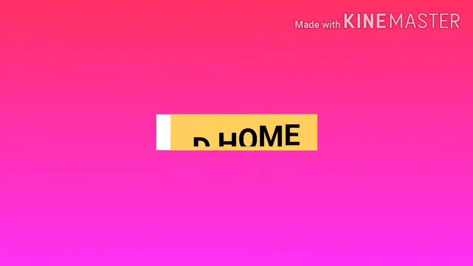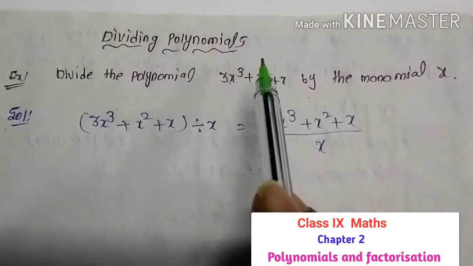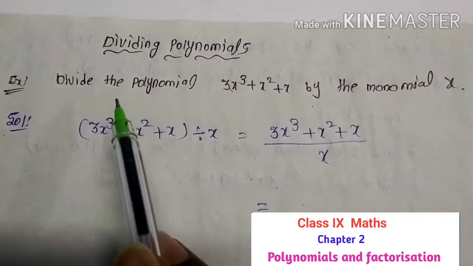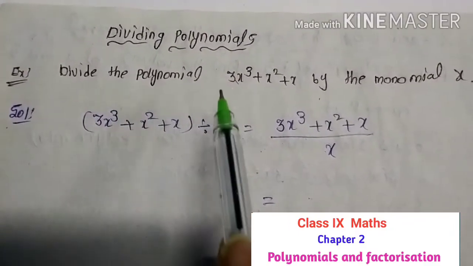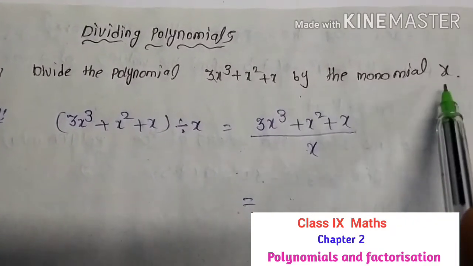Now you can see your class 9th Maths. Now you can see here dividing polynomials. How can you divide? It is a very easy problem. Now I am taking it. See, divide the polynomial 3x cube plus x square plus x by the monomial x.